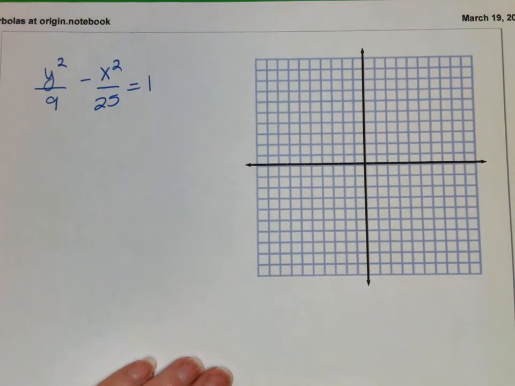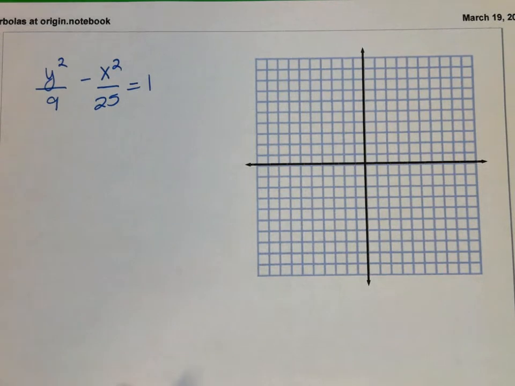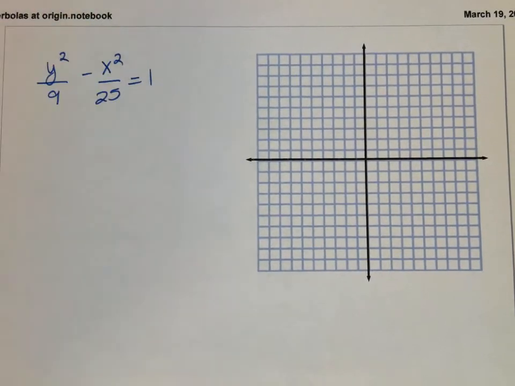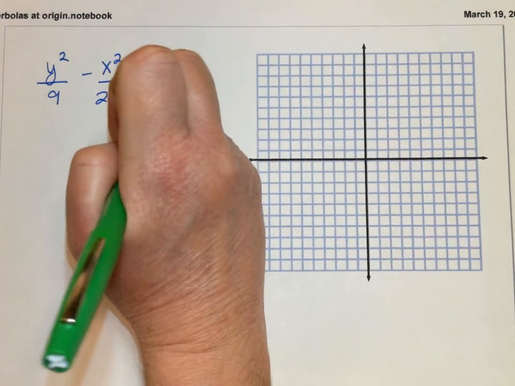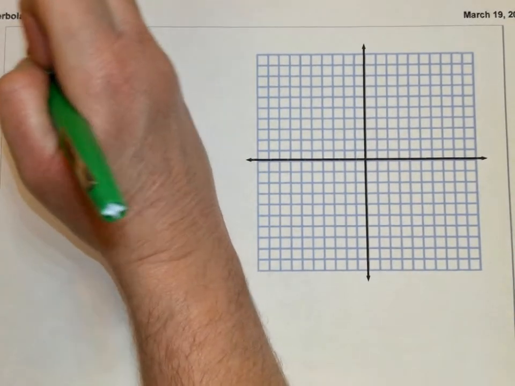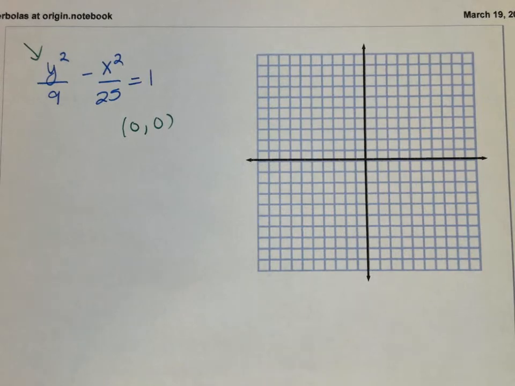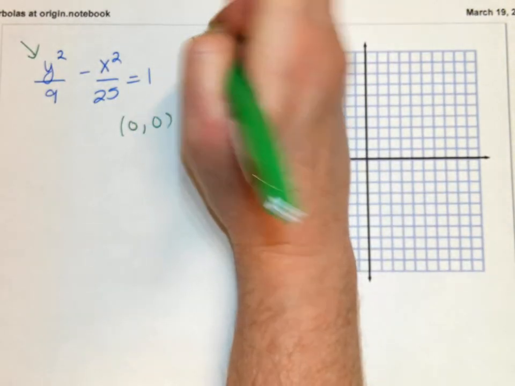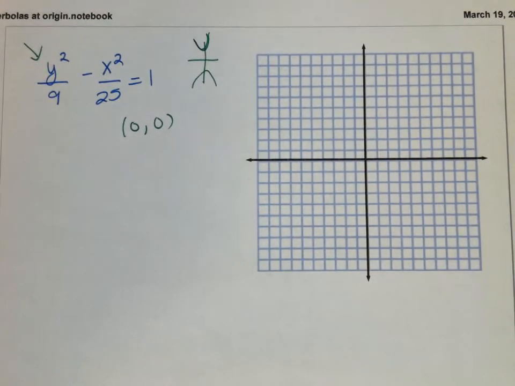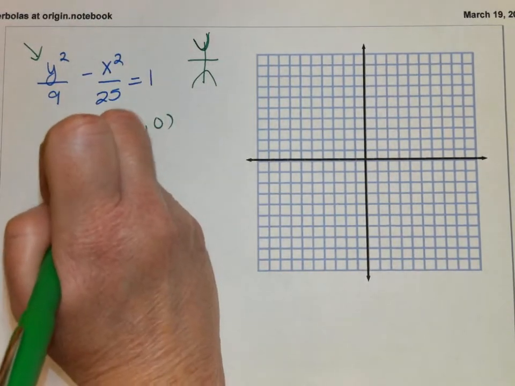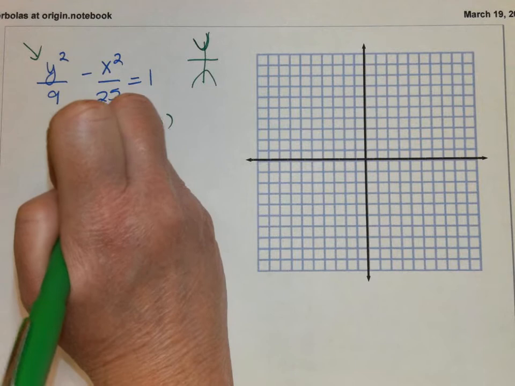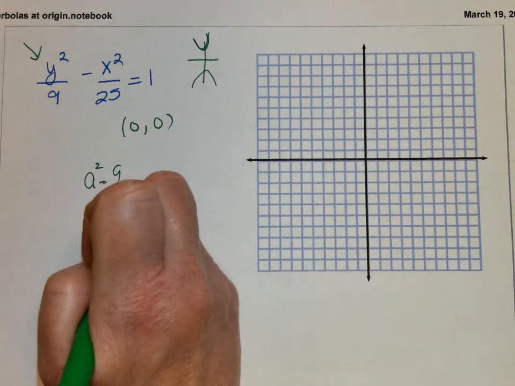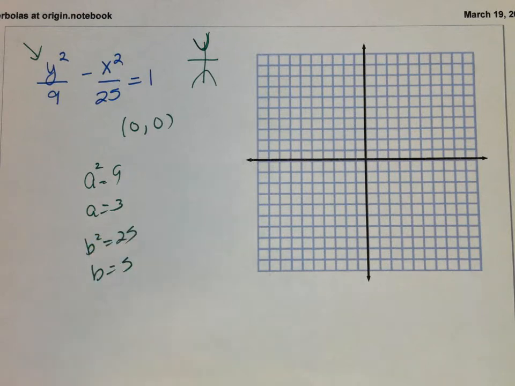Okay. All right, what do we know? Well, we know that we're going to start counting at 0, 0. I'm looking at it and I see that Y comes first, which tells me it's going to be a vertical one. It's going to go like this. A is still in the front, so A is the square root. A squared is 9, so A is 3. And B squared is 25, so B is 5.